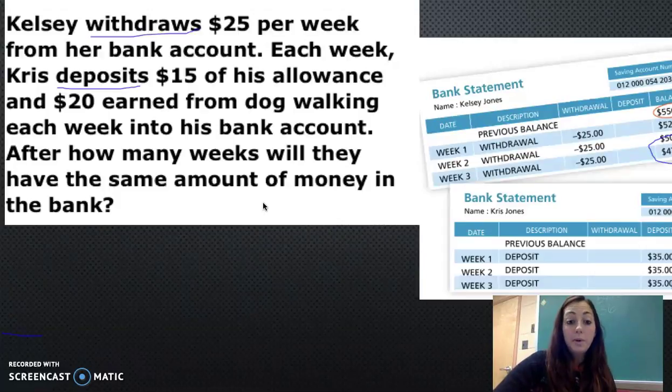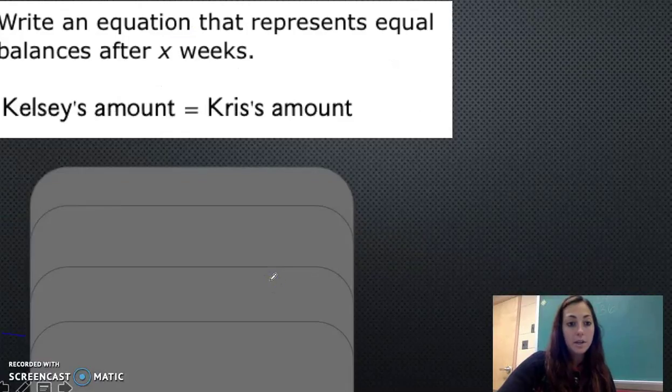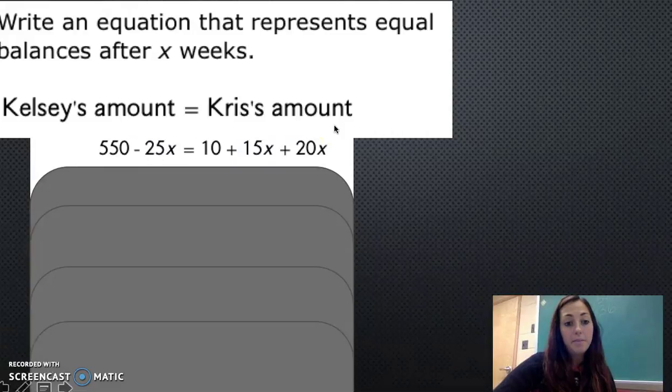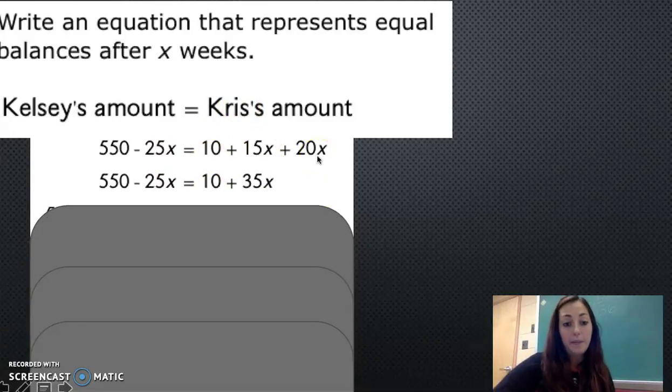So we create an equation, right? It's just a little bit different of an equation. We have to have Kelsey's amount equal Chris's amount, right? So we have 550 minus 25x. That's Kelsey because she takes away 25 every week. And then Chris started with 10 and he added 15 and he added 20 every week. And that's why they're times x.